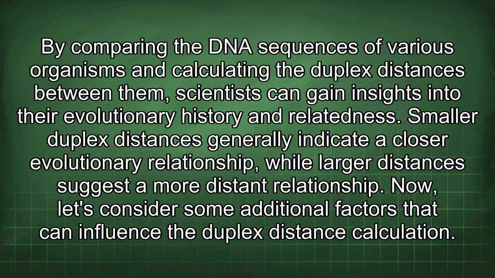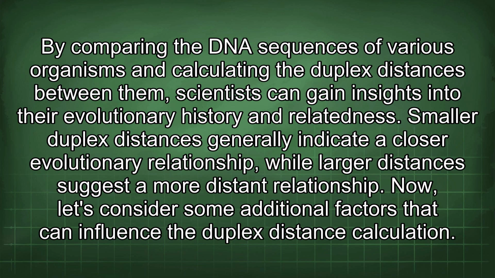By comparing the DNA sequences of various organisms and calculating the duplex distances between them, scientists can gain insights into their evolutionary history and relatedness. Smaller duplex distances generally indicate a closer evolutionary relationship, while larger distances suggest a more distant relationship.